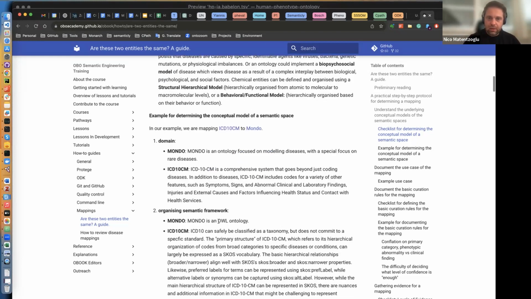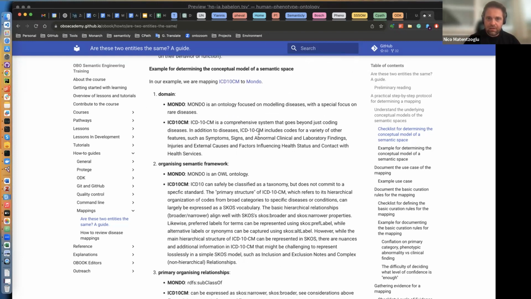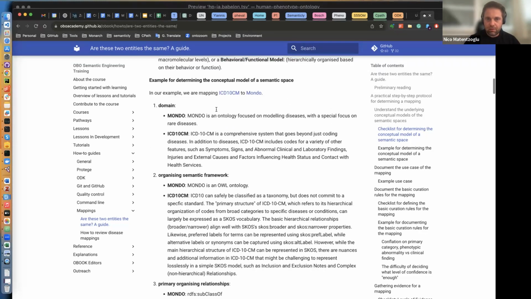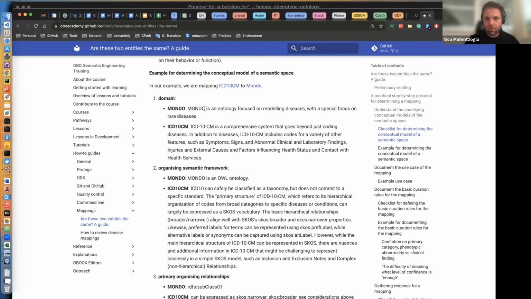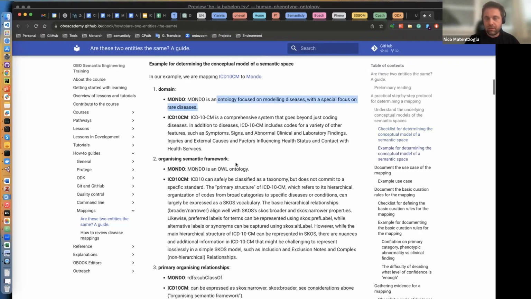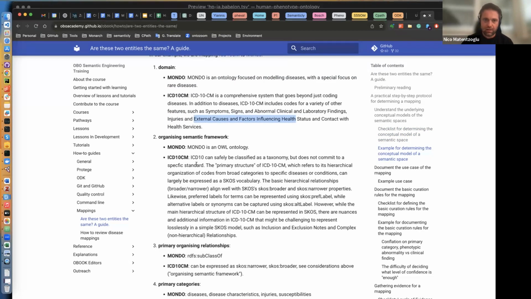All right, so here is a quick example. I've already said some of these things in the description before for ICD-10. Mondo is an ontology focused on modeling diseases with a special focus on rare diseases. ICD-10 is a comprehensive system for coding diseases, but it also covers other things like symptoms, signs, abnormal clinical and laboratory findings, injuries, which are also covered by Mondo, by the way, and other things like external causes and factors influencing health status.